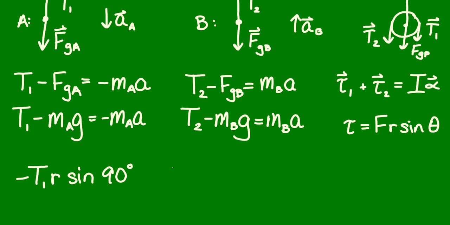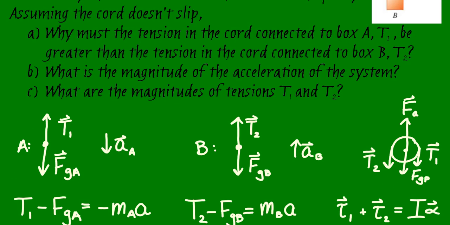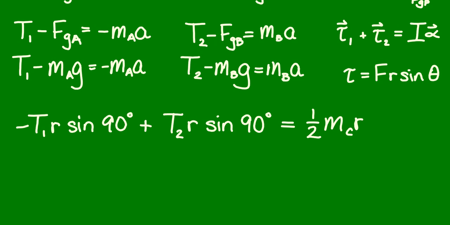And then for T2, tau 2, my torque caused by my second tension, I have T2 times R times the sine of 90 degrees once again. If T2 were the only force acting on my pulley, it would cause counterclockwise rotation. That means it's a positive torque. The moment of inertia for a pulley is 1/2 mass, and I'm going to call this same variable given to me, which I believe was MC, times radius squared. So there's my moment of inertia, and I multiply that by the angular acceleration.